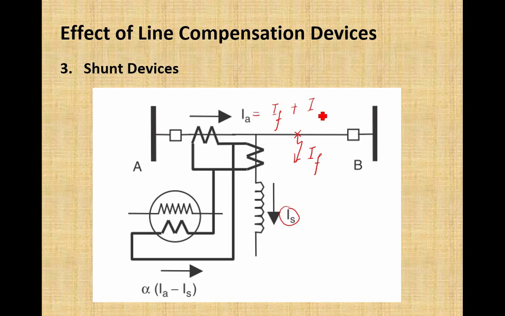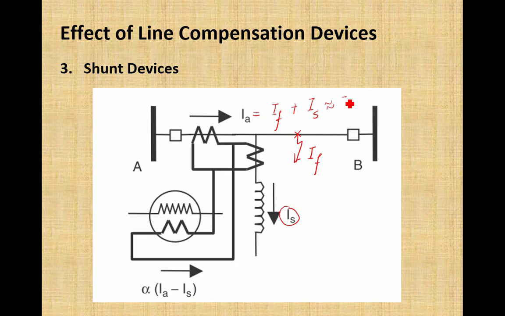Remember, this current IS is much smaller than this fault current IF. So the error introduced into the calculation of impedance up to the fault point is not significant, because this compensation current IS will be even less than the load current, and this fault current is much higher than the maximum possible load current. So in this way we can compare the magnitude of these two currents. That's why the sum of IF plus IS can be assumed equal to the IF current, because IS is negligible.